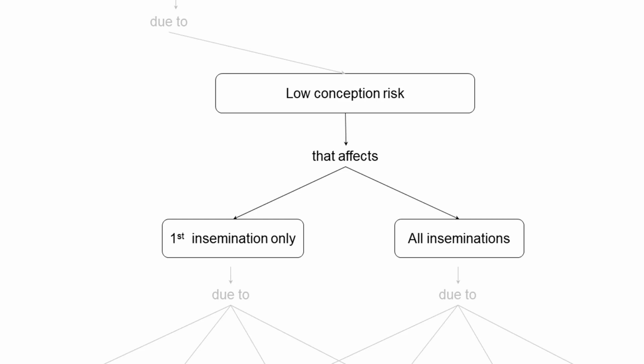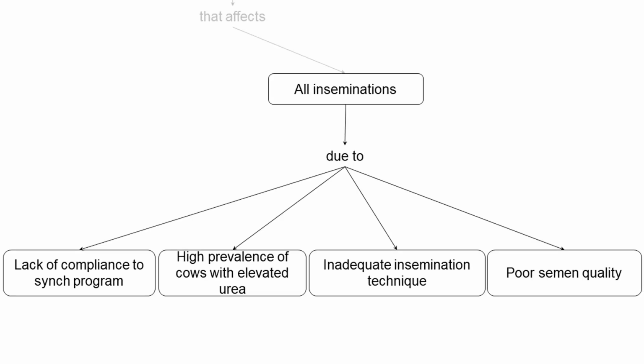An interesting approach to find which cause is at play is to identify which inseminations are affected. Indeed, if all inseminations are affected, the cause will likely affect cows in all stages of lactation. A problem with the inseminations themselves would result in a low conception risk for all inseminations. For example, a poor semen quality due to a low level of nitrogen in the tank or an inadequate insemination technique by a new employee would affect all inseminations equally.